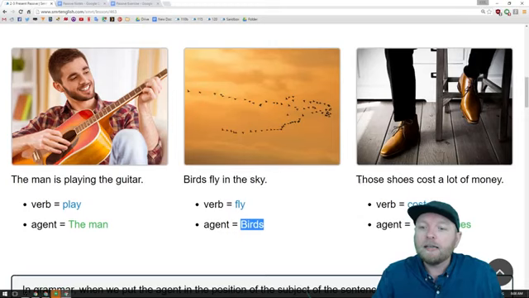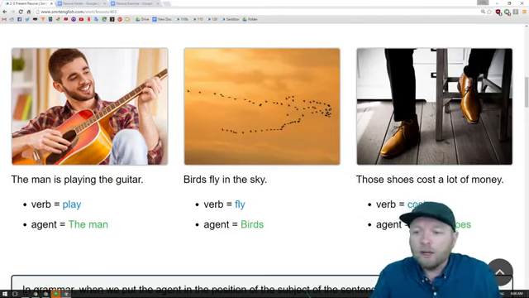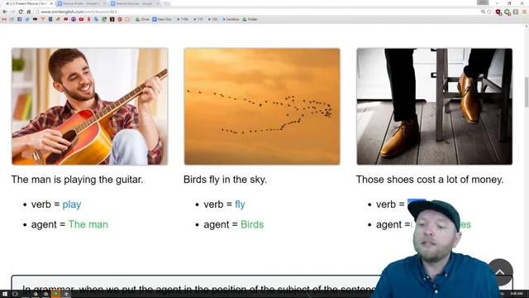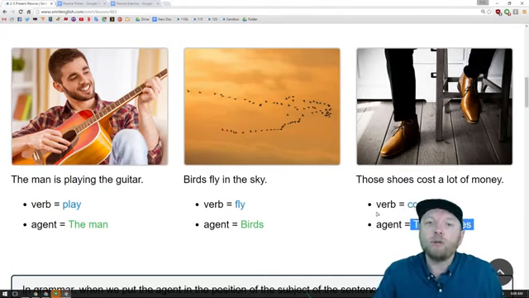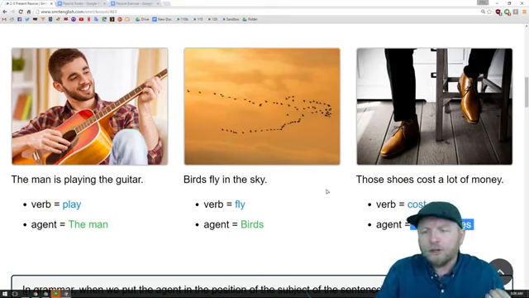And finally, those shoes cost a lot of money. What is the verb? Cost. What is the agent? Those shoes. Okay? So right now, I know it's super easy, okay?